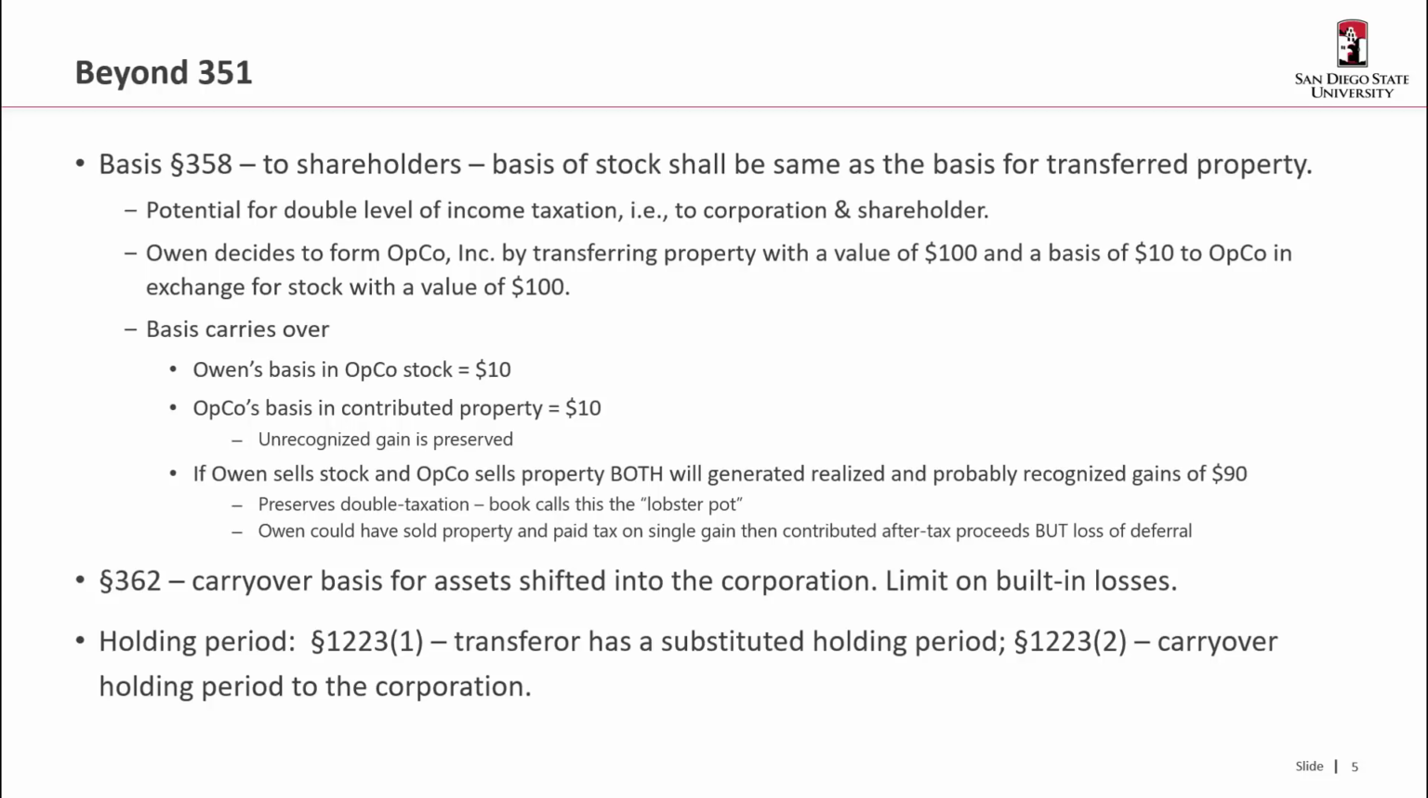The holding period rules say the transfer has the substituted holding period. So, for example, if Owen had held that property for 10 years, he's treated as now having held the stock that he exchanged it for 10 years.